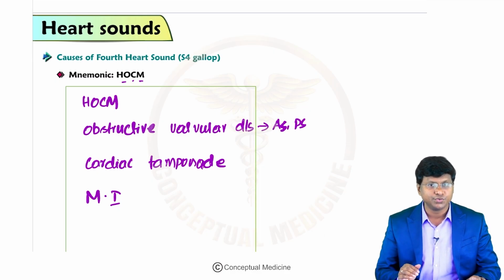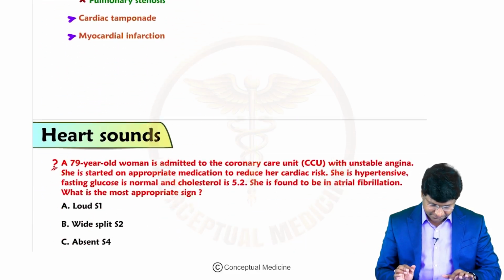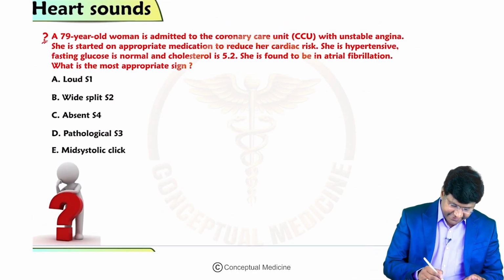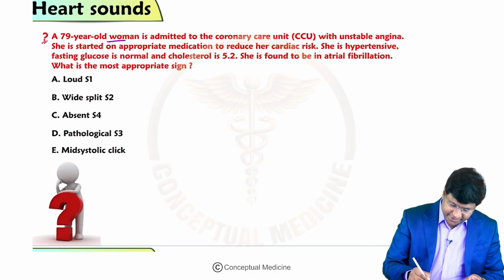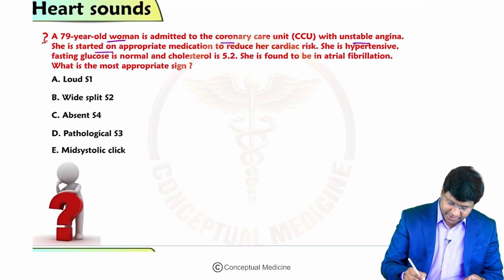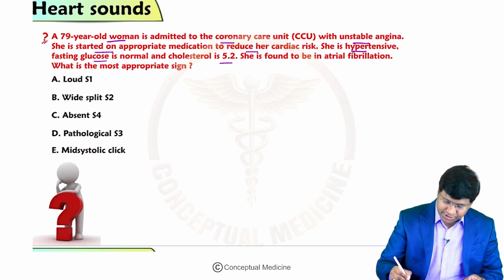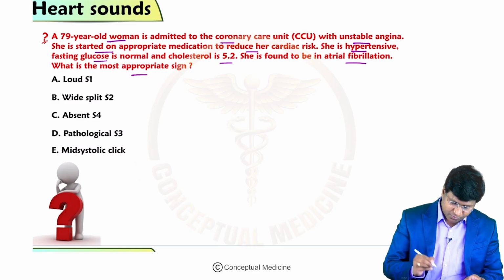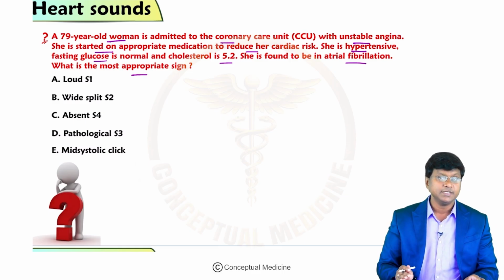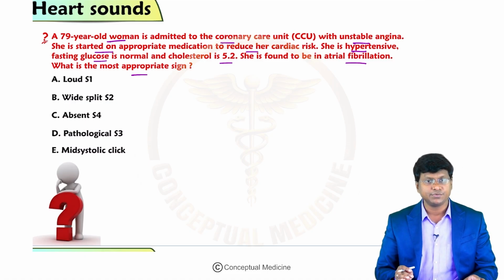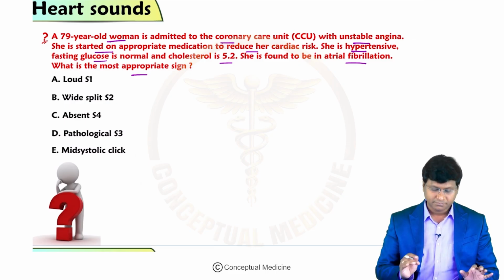Now I'll just show you a question. A 79-year-old woman is admitted to the coronary care unit with unstable angina. She is started on appropriate medication to reduce her cardiac risk. She is hypertensive, fasting glucose levels are normal, cholesterol is 5.2. She is found to be in atrial fibrillation. What is the most appropriate sign? Loud S1, wide split S2, absent S4, pathological S3, mid-systolic click.